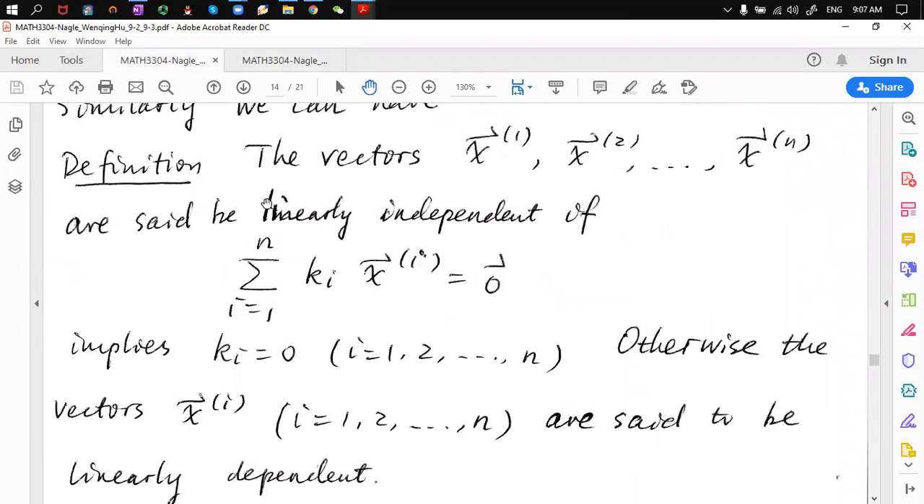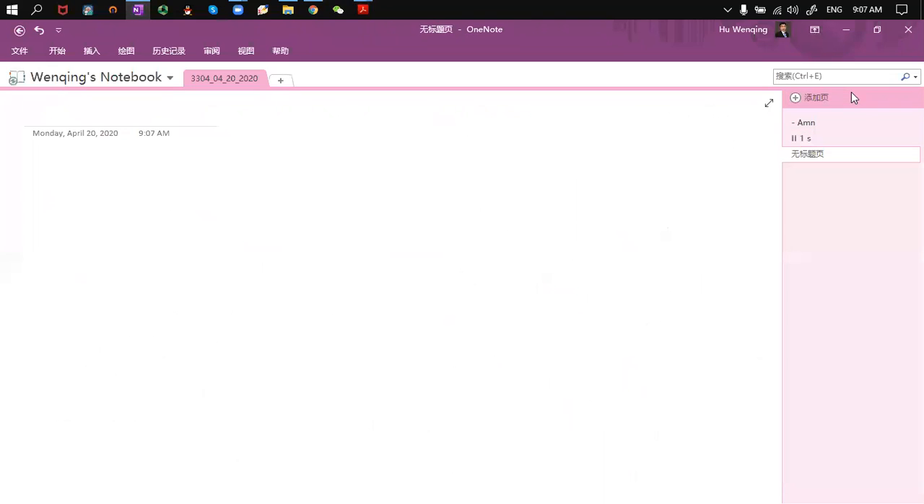Well, for the vectors, you have similar notions. We say that the family of vectors x1 up to xn are said to be linearly independent if the summation being zero implies all the coefficients are equal to zero. So we say the vectors x1 up to xn are linearly independent.